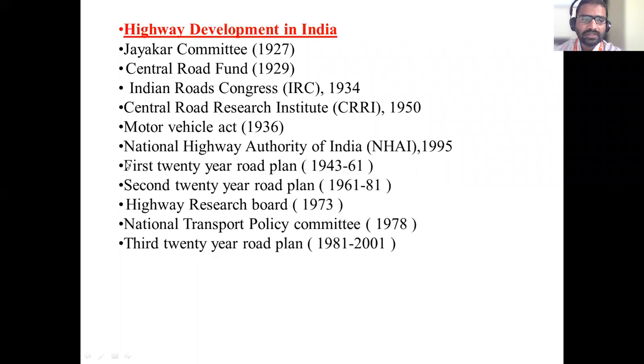After this, as per the Jaykar committee, there were three 20-year plans that came into India. Among the three, the first one is the first 20-year plan. This first 20-year plan started from 1943 and went to 1961.